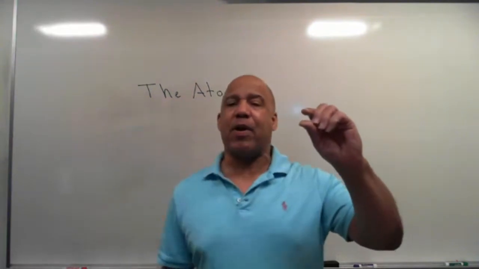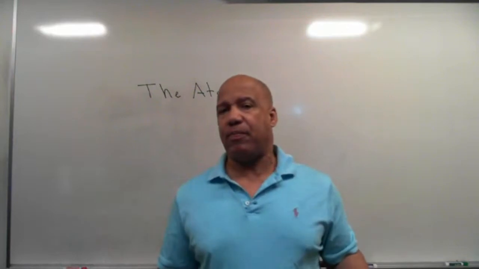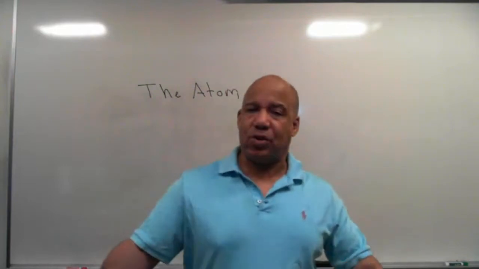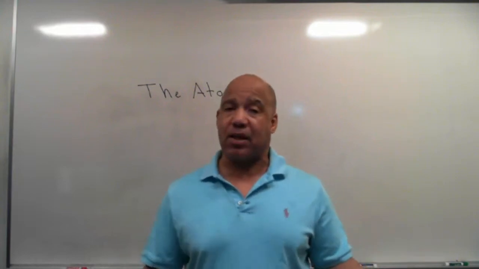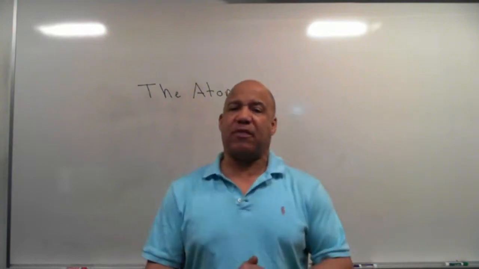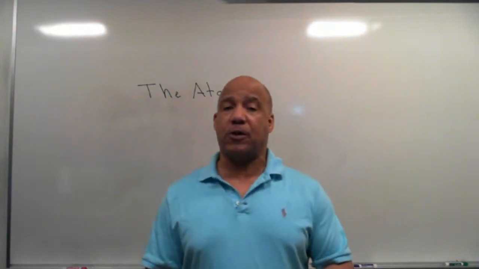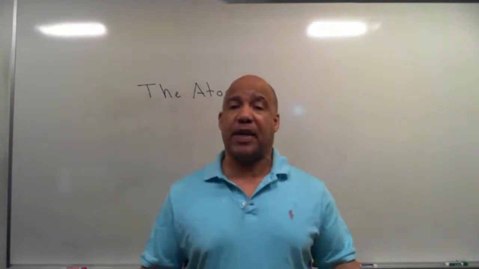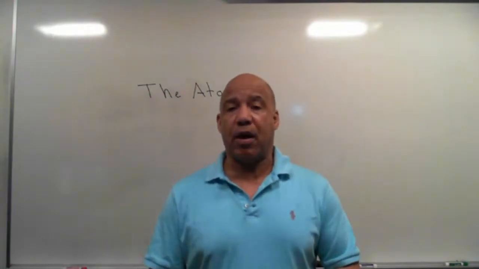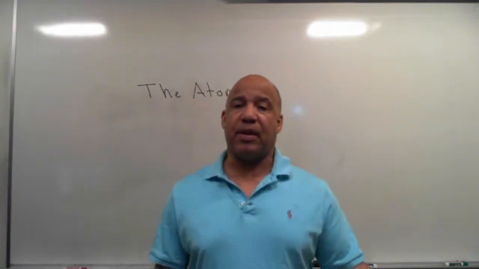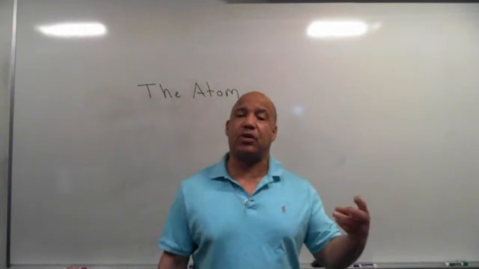Where they were incorrect is they thought that this thing was a tiny sphere and that you couldn't break it down anymore. So they were right about reasoning out that there was this thing called an atom, but they were incorrect about thinking that was the smallest piece of a substance you can have. We now know that the atom itself is composed of particles smaller than the atom. These particles are called subatomic particles, and you know what they are. One is the electron, the other is the proton, and the third subatomic particle is the neutron.